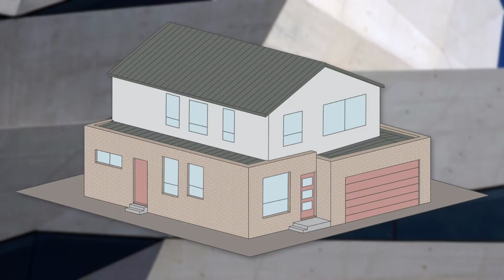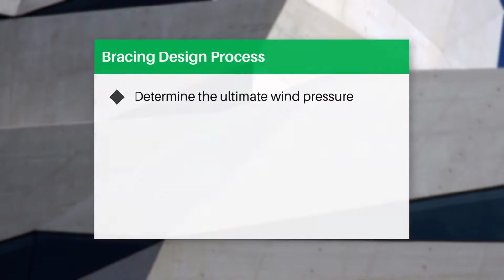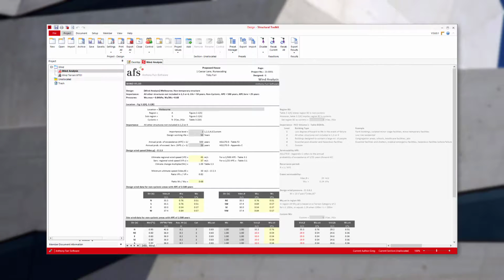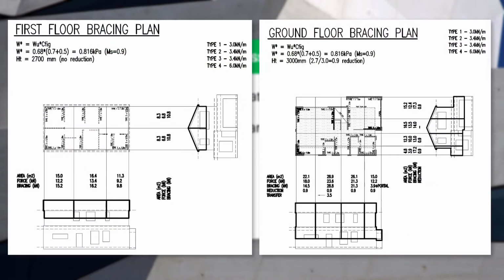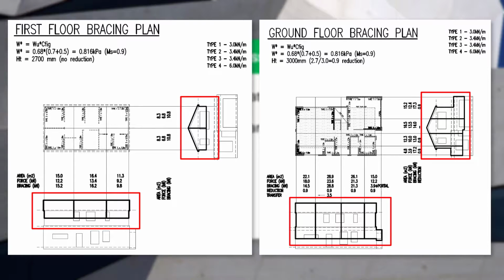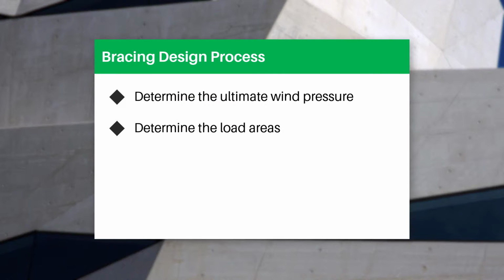The bracing design of a timber framed house like this can be broken up into several steps. The first step is to determine the ultimate wind pressure, which we will do using Structural Toolkit, an engineering design software. Next is to work out the load areas in each direction of the building for each floor or upper roof. These areas are typically set out based on where our bracing walls will be. We'll talk about this more when we get into our design. Once we have our load areas, we can multiply this by our ultimate wind pressure and coefficients to arrive at our design forces for each section of the house.